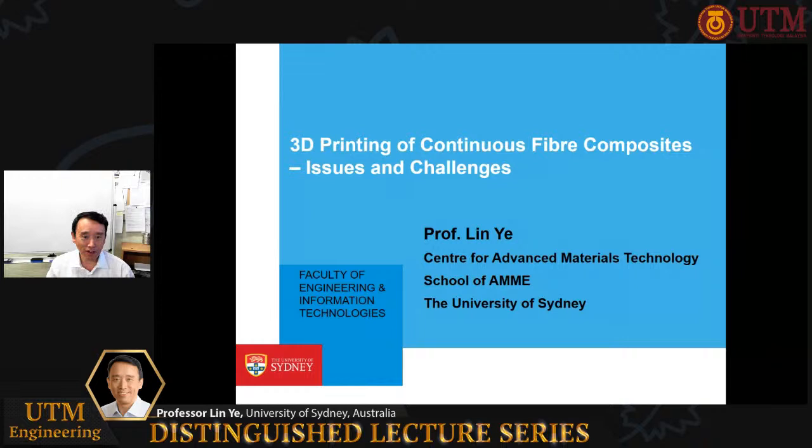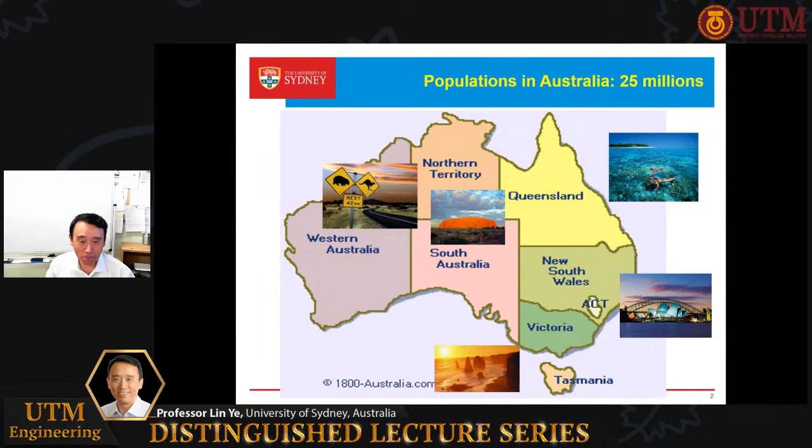Maybe this information is more interesting to a broader audience. Okay, so first, Australia. It's a big land. The population is about 25 million. I don't know how big Malaysia is, but my gut feeling is it's probably about a million, but just less than a million.